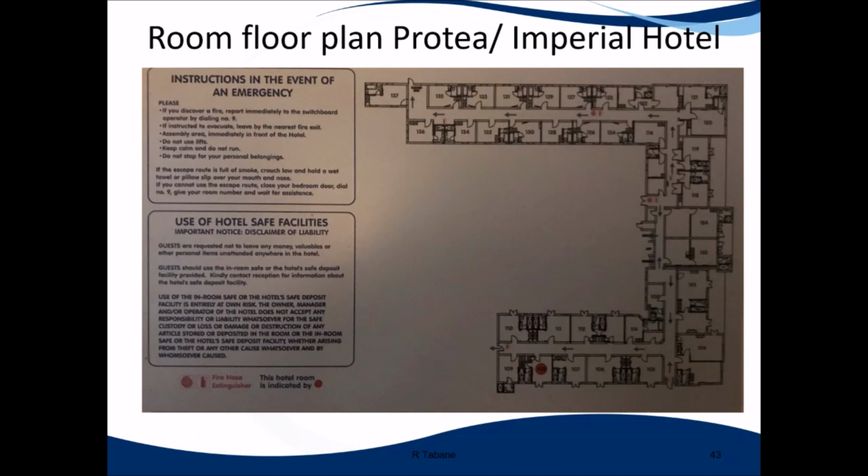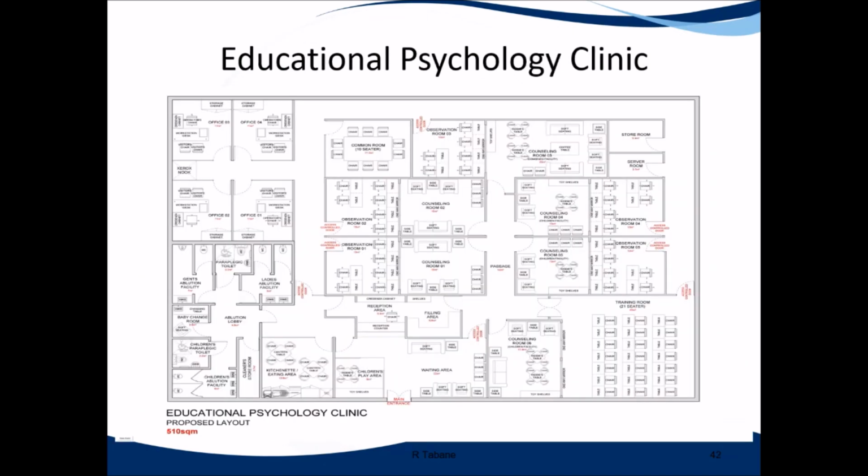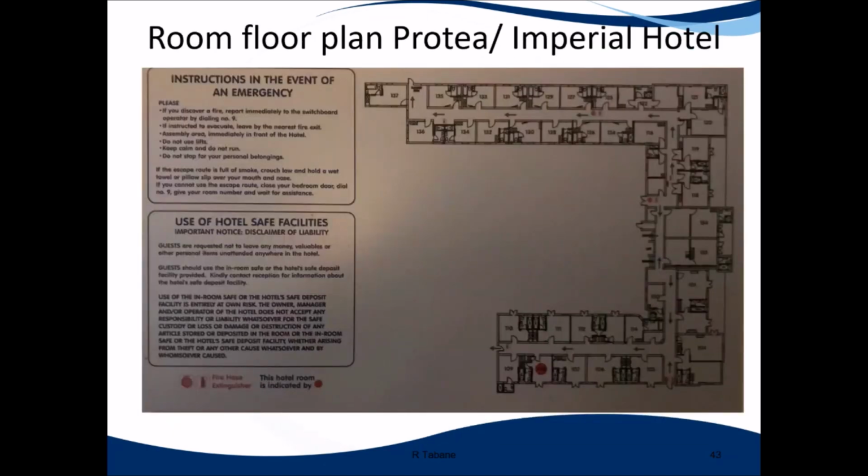You see, even hotels have plans. In the hotel, they tell you that this is your room where you see the red dot within those rooms. And they tell you that in case of fire, this is the nearest exit where you must go. They give you the layout of the hotel, the rooms on that floor. They tell you where your room is, and in case of an emergency, this is your nearest exit.